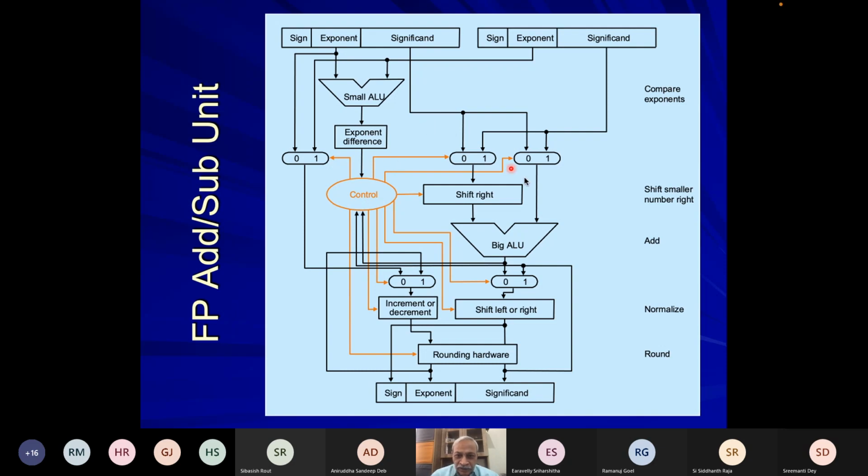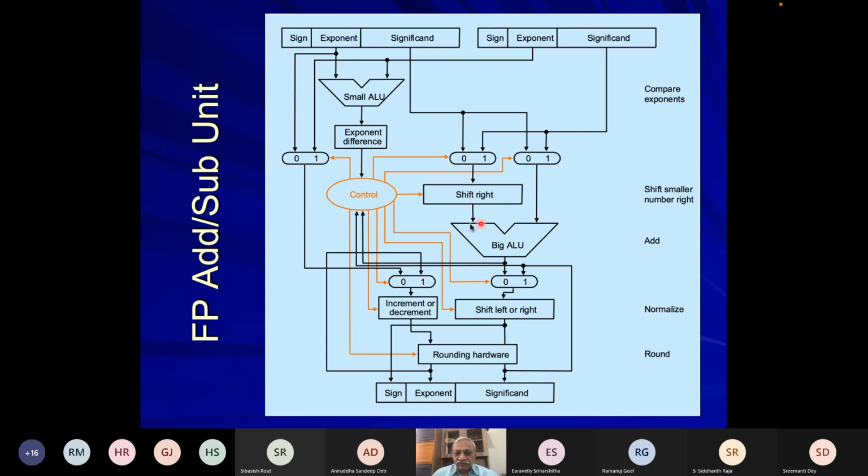There is this block shown here which performs the right shift of one of the two significands. There is a multiplexer which selects the one which is to be shifted, and which one is to be shifted is selected by this control. The other one which is not to be shifted is passed on as it is. So this multiplexer and this multiplexer will act in opposite ways. If this selects the left one, the other one will select the right one.